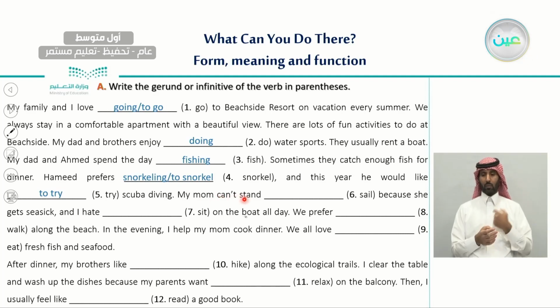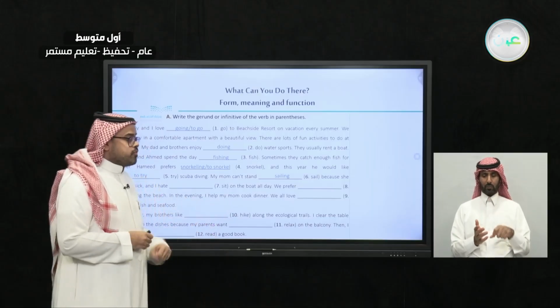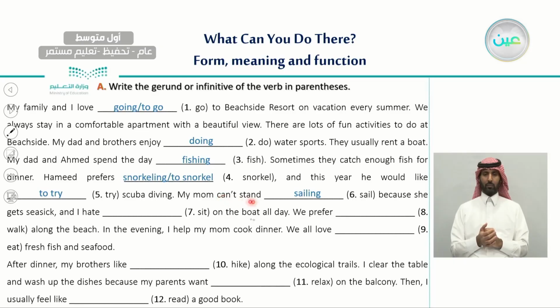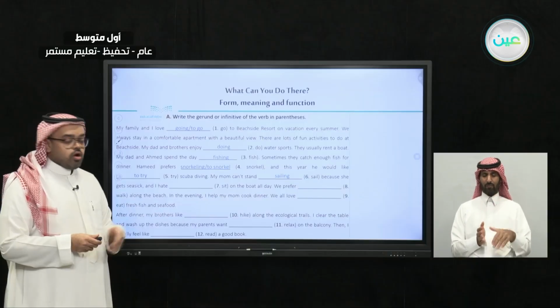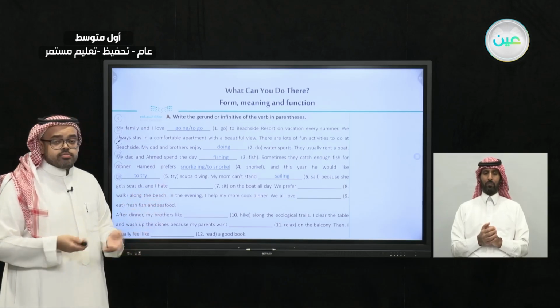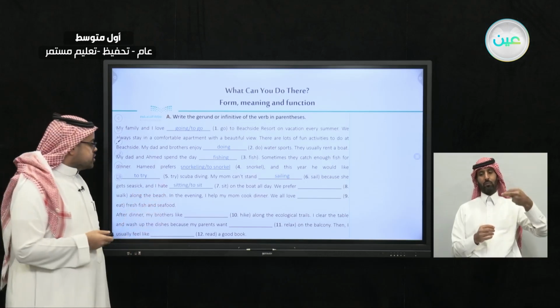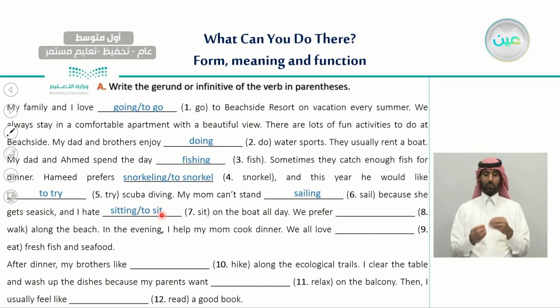My mom can't stand plank sail. So can't stand, very good. Can't stand sailing, because sailing is a gerund and can't stand is one of the verbs that comes before a gerund. So my mom can't stand sailing because she gets seasick. And I hate sit on the boat all day. So hate or I hate. What comes after hate? Excellent. Comes after hate, gerund and infinitive.